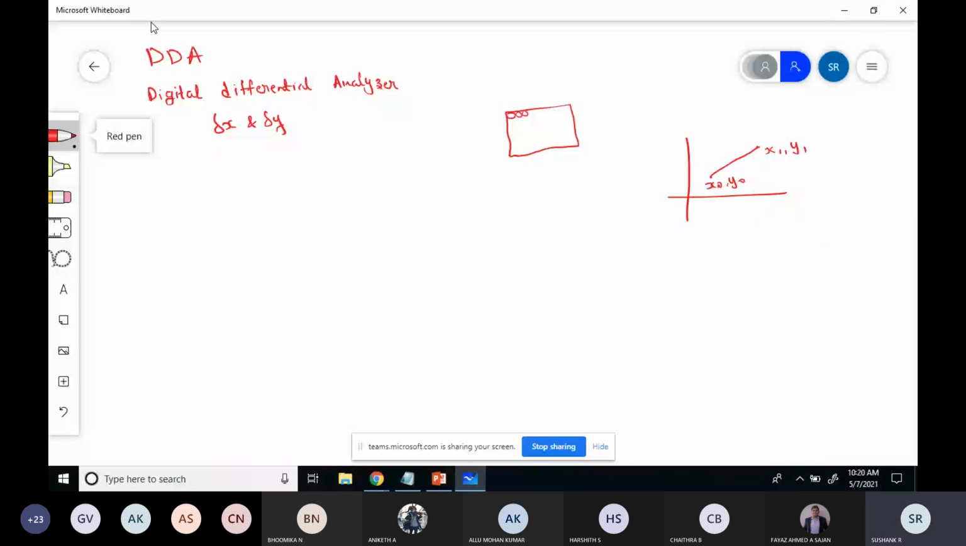The computer screen is a collection of pixels. So this is along x direction. This will be along y direction. So here the increment will be in terms of 1 unit only. This is 1 unit interval.